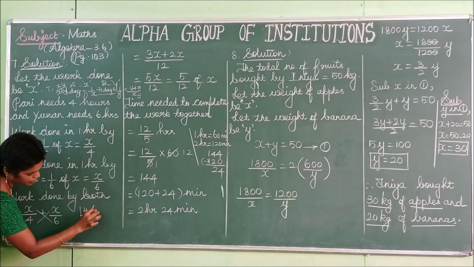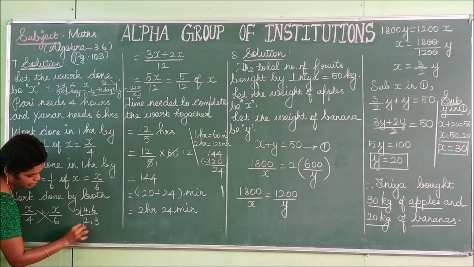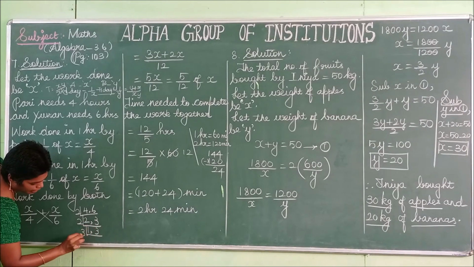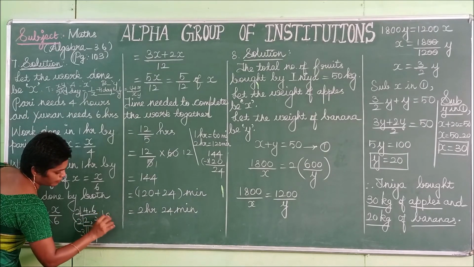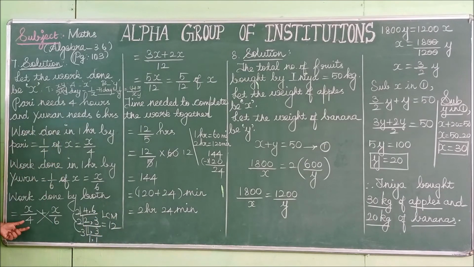4 comma 6. Applying 2 times: 2 comma 3. Then again 2 table: 1 comma 3. In 3 table: 1 comma 1. 2 2s are 4, 4 3s are 12. So our LCM is 12. So when you get 12 as the denominator, if you multiply with 3 only, you can multiply both numerator as well as denominator into 3.